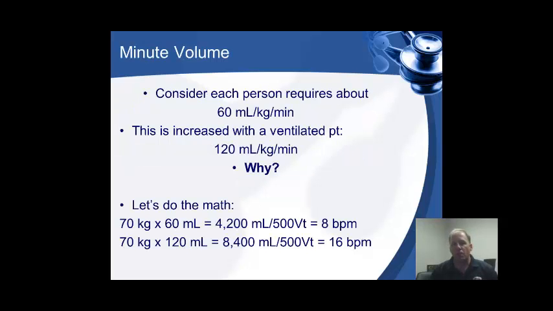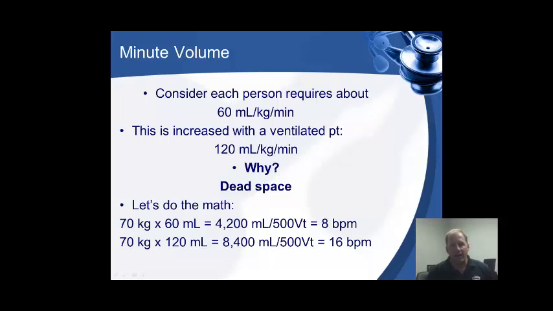If you consider minute volume, the amount of air that we breathe over a minute, that comes for most people to about 60 mLs per kg per minute. It's increased greatly whenever you have a ventilated patient. It's doubled to 120 mLs per kg per minute. Why would that be? Well, whenever we ventilate a patient with a ventilator, we've got a lot of dead space. The tubing, the ET tube, all that is extra space, and all that has to have air move through it to get to the patient.